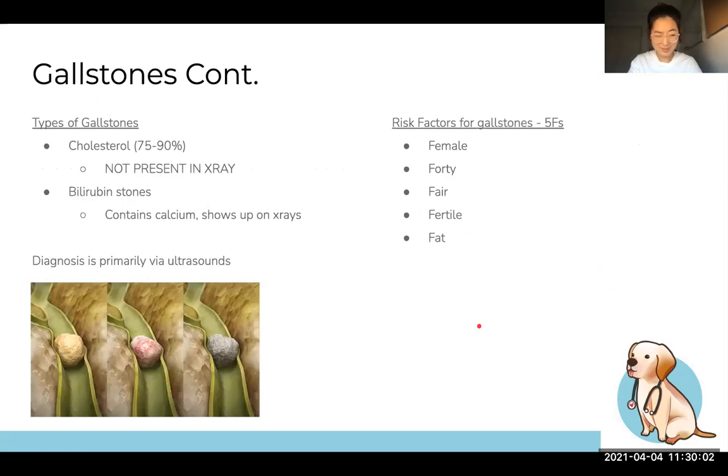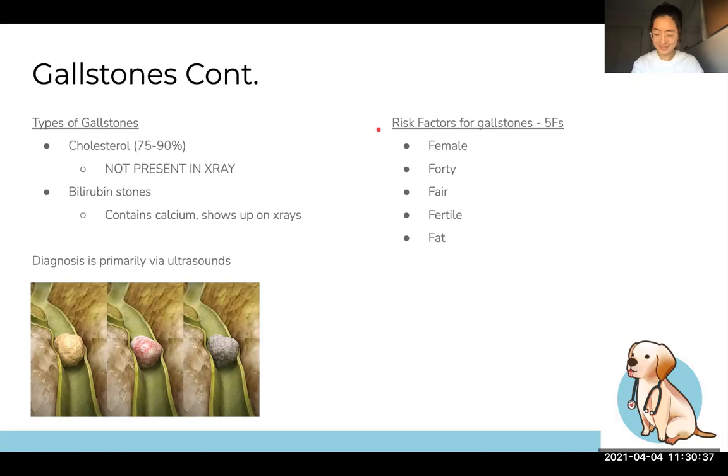For gallstones, you usually have two types. You've got the cholesterol ones, pretty much 75 to 90% of gallstones, and these don't show up on x-rays. Bilirubin stones contain calcium, so they do show up, but because the majority of gallstones are cholesterol stones, the way we diagnose it is using an ultrasound. So the first thing to do would be ultrasounds. You would also go on to do your LFTs, just to double check that this is a cholestatic issue instead of a liver issue.